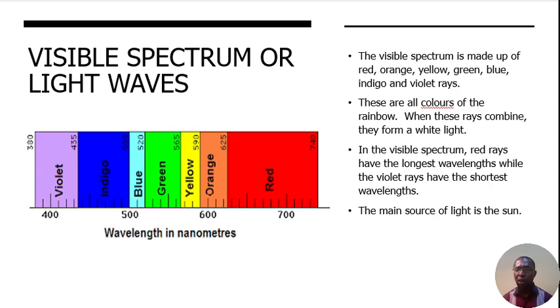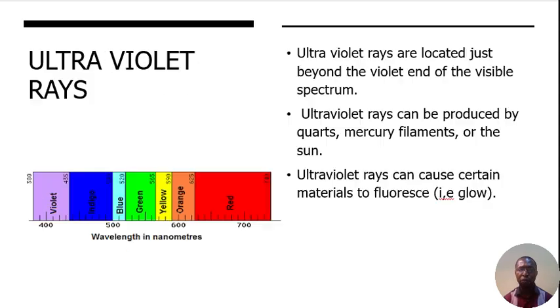Okay, its source is the sun. So after the visible light, immediately after the visible light, we have the ultraviolet rays. The ultraviolet ray comes immediately after the violet ray in the visible light, and the ultraviolet ray is produced by mercury filament, or we can also get it from the sun as well.